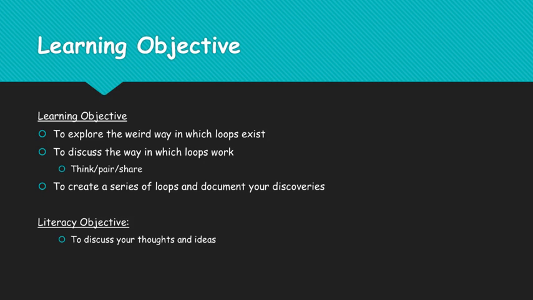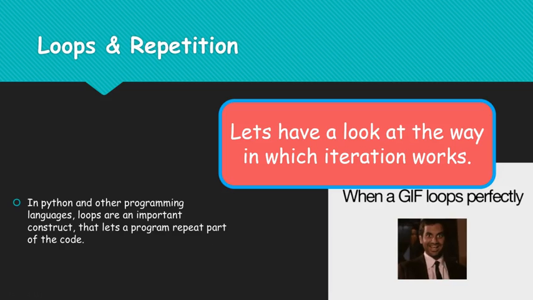We've got the learning objectives, and in the lesson we looked at the learning objectives, which were to explore the way in which loops exist and discuss the way in which loops work, and then create a series of loops using Python, and we're going to document our discoveries. Okay, so loops and repetition. In Python and other programming languages, loops are very important. They let the program repeat part of the code until a certain condition is met. Here I've got a GIF that has been cut at a perfect position, so it loops perfectly.